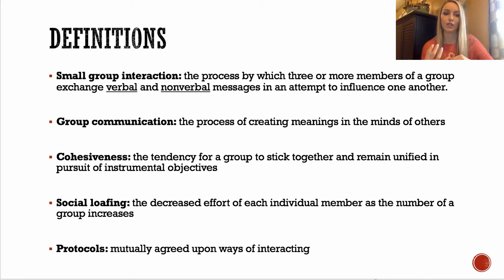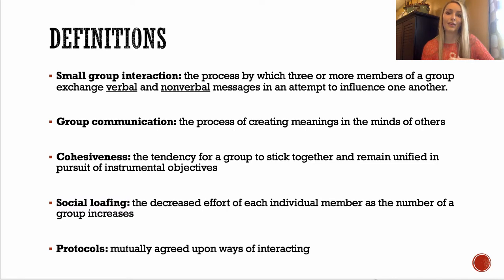So you are sharing what you've learned, you're sharing the information, you have this cohesion in working toward a goal, a common objective. So that leads us into cohesiveness, the tendency for a group to stick together and remain unified in pursuit of instrumental objectives. So that is where group communication can be somewhat of a challenge sometimes, right? We have to have this cohesion to really be a successful group.